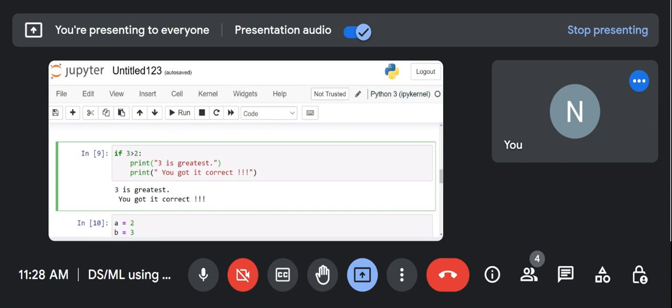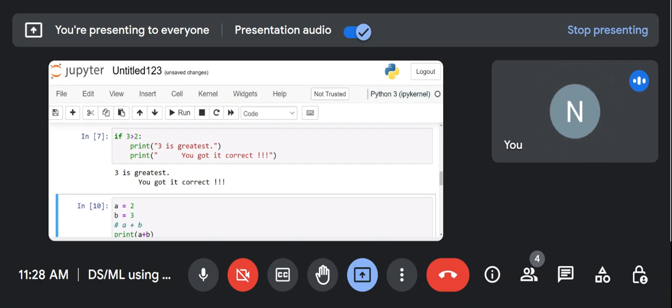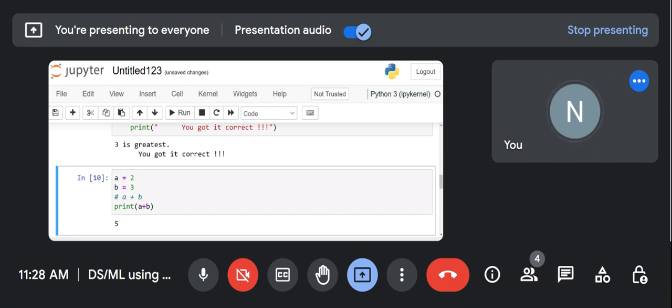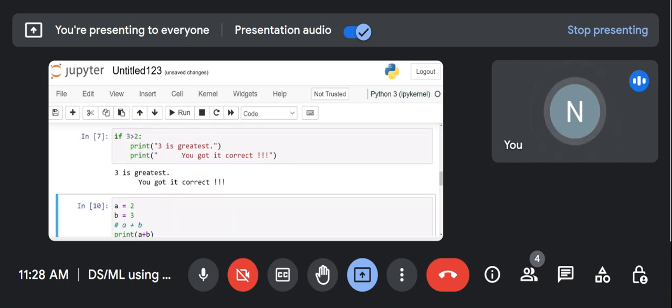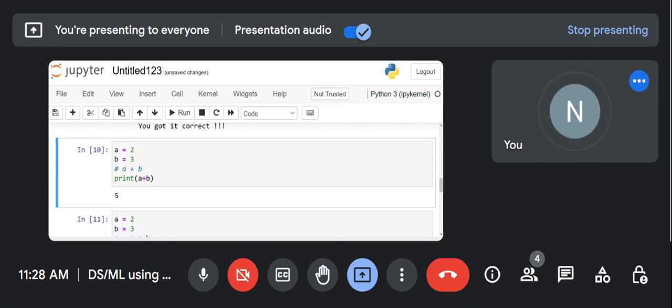Okay, so now this is correct. If 3 is greater than 2, print 3 is greatest, and the print got it correct. This is what I got. And here you can see spaces: as much space as you want, you can put it here. Now, simple addition. I can declare variables also, in a programming language. Here a and b are the two variables. I assigned a value 2 to a and 3 to b, and I printed a plus b.